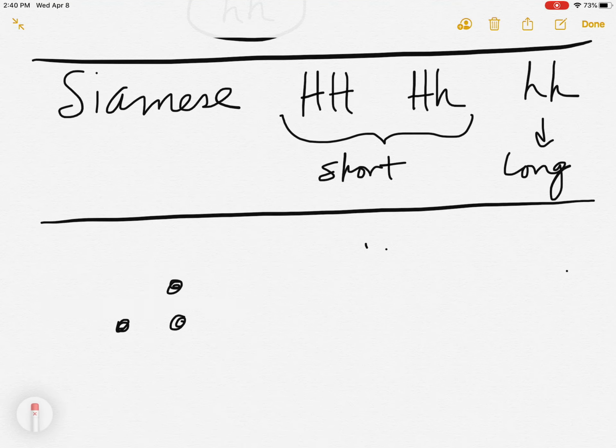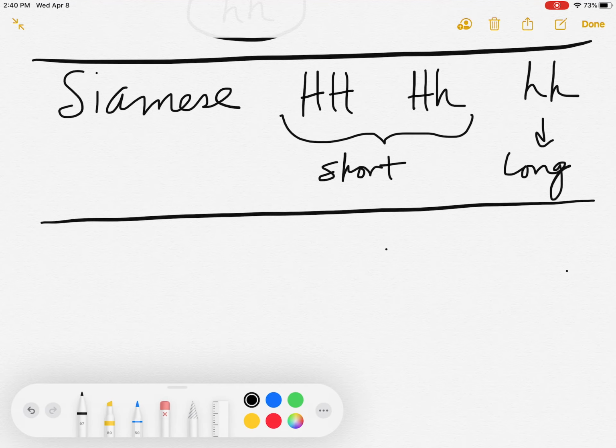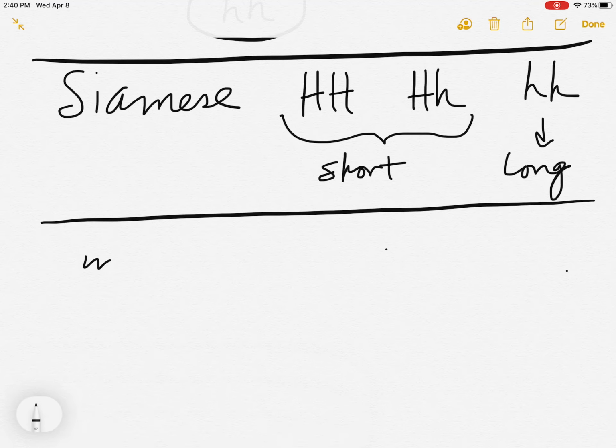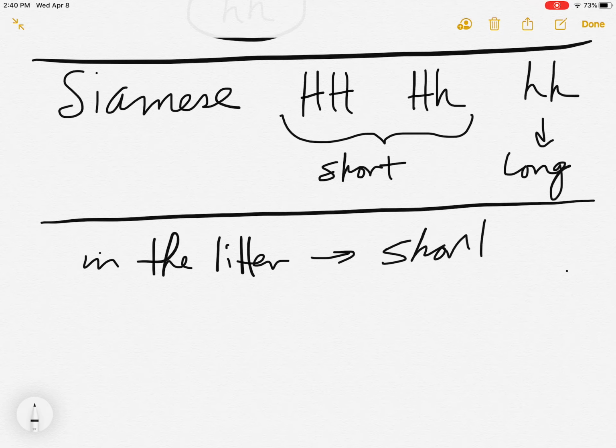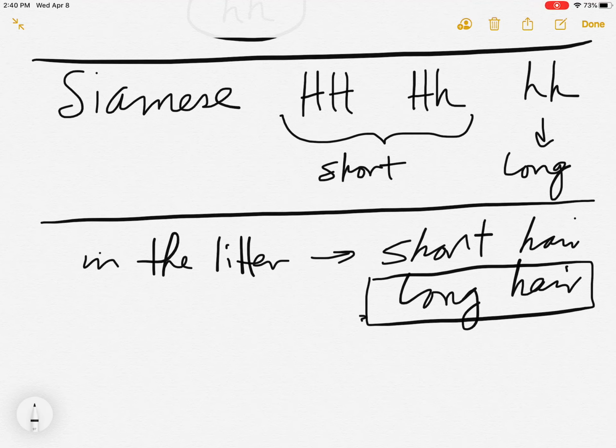However, the kids do tell us something important. The number of kids doesn't matter, but the fact that in the litter there were both short and long haired. It doesn't matter how many. Even one is enough. There was short hair and long hair. That means that at least some of the kittens, to get this long hair, guess what? Some of the kittens had to be double recessive, homozygous recessive.